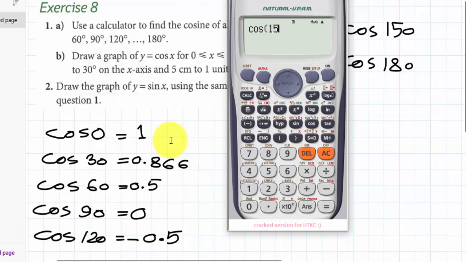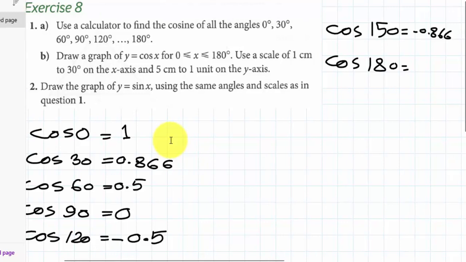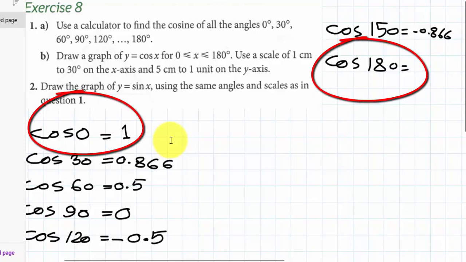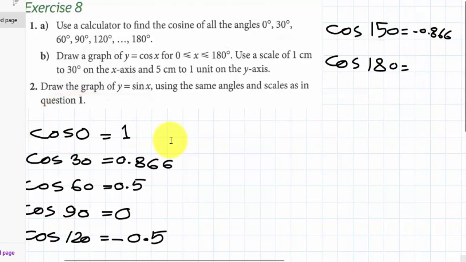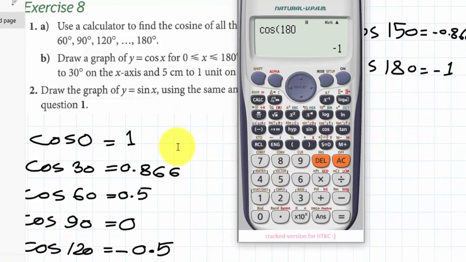Cosine of 150, it is negative 0.866. This is positive. This one became negative. And cosine of 180 is equal to negative 1. How do I know? Because 180 plus 0 is equal to 180. Cosine of 0 is 1. Cosine of 180 must be the opposite of the one, which is negative 1. Let's see. Cosine of 180 is negative 1.